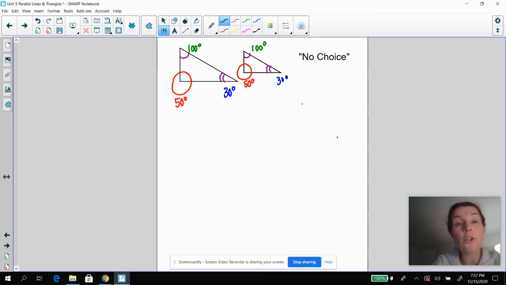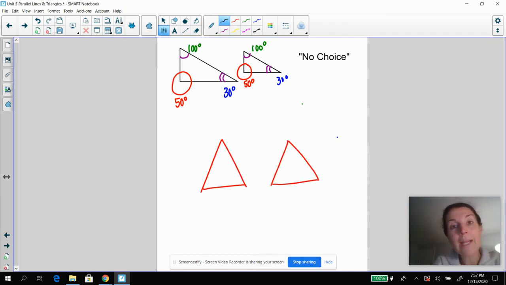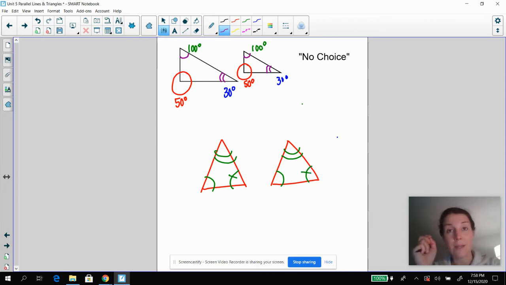But we can do this in a more general way because of the no choice theorem. I've got two triangles here, and I know that this angle is congruent to this angle. I know that this angle is congruent to this angle. I have no choice. I know that this one is going to be congruent to this one. That is the no choice theorem.